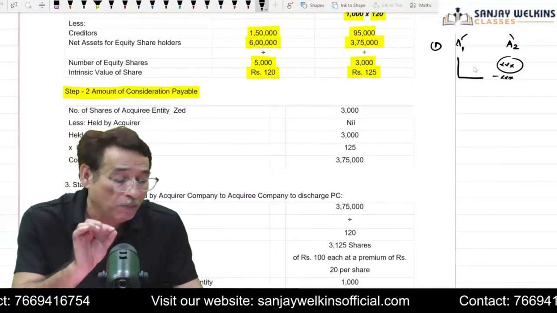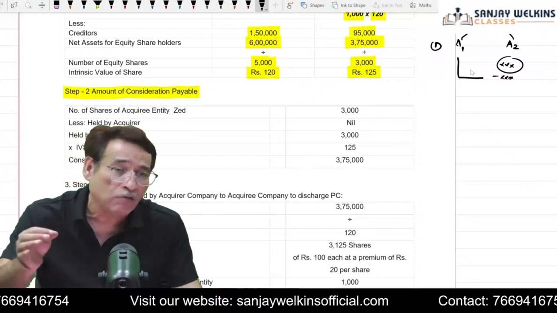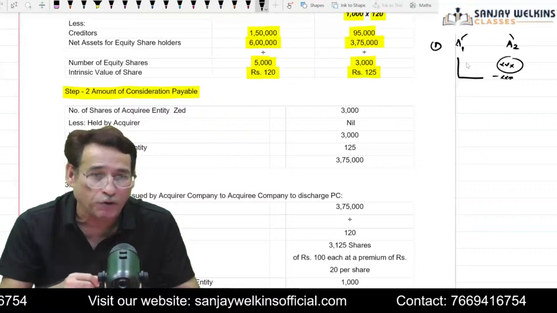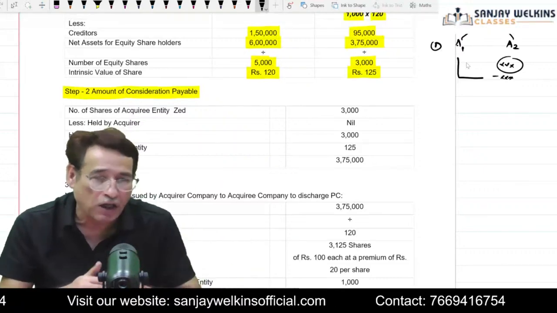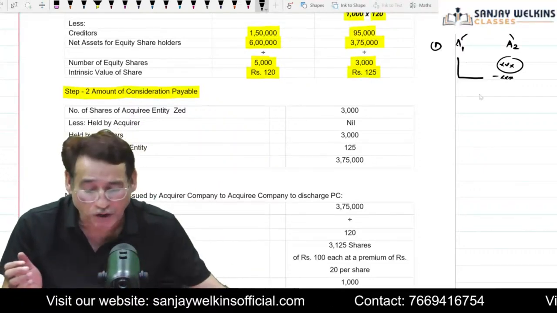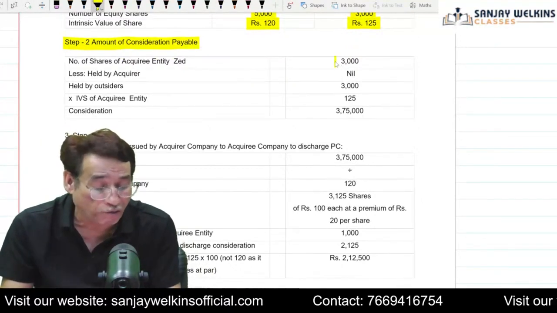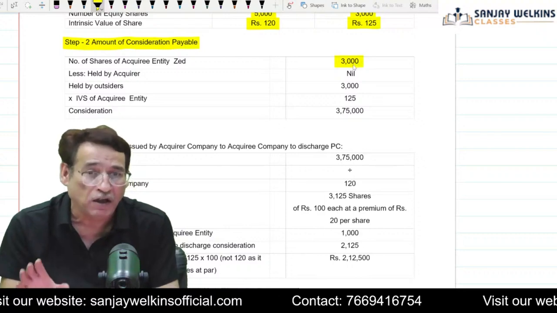This is the methodology under what we call the case when the acquirer company is already having some investment. But here the situation is opposite. Here the acquiree company is already having some shares of the acquirer company. So what we need to do? In this particular case, the number of shares, obviously, of the vendor company, that is the acquiree entity, that is Jet Limited.